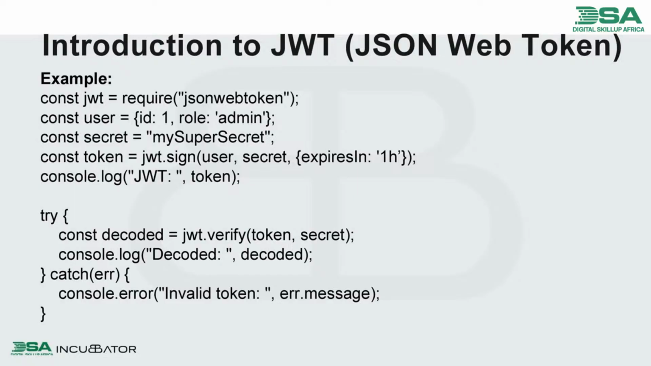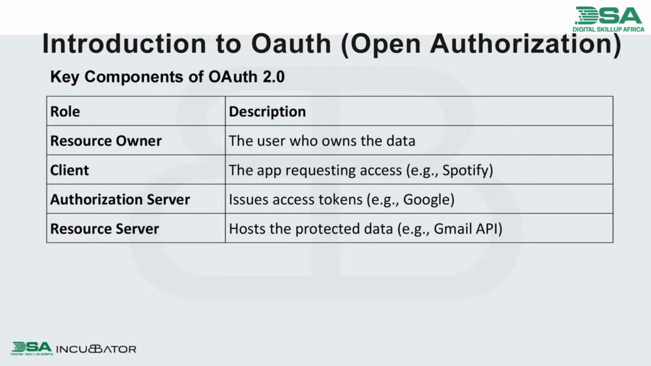So we just discussed JWT, JSON Web Token. And we just did the simple stuff, not pertaining to a project, but we'll be looking at the project base later. So the next thing we want to look at is OAuth, Open Authorization.